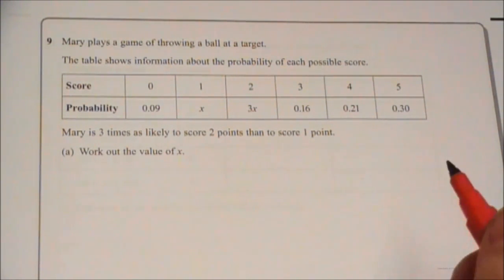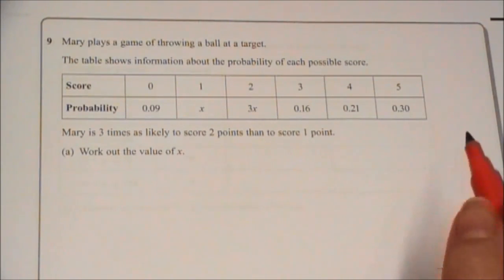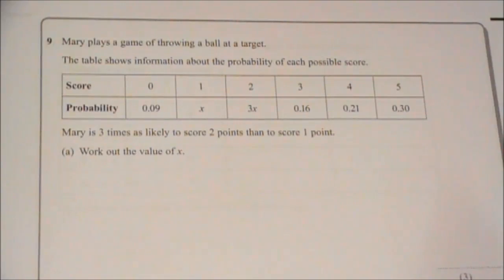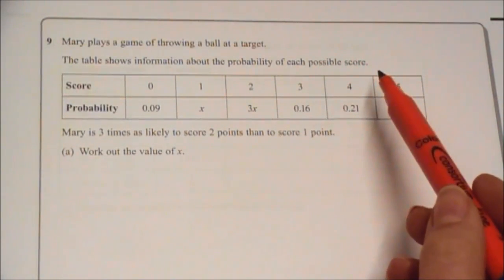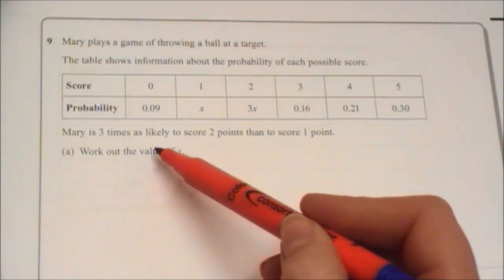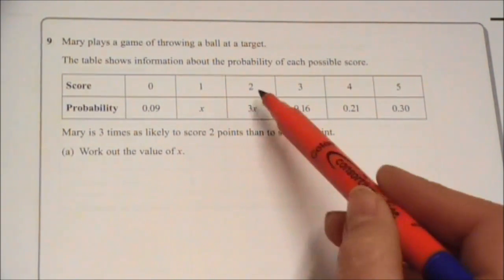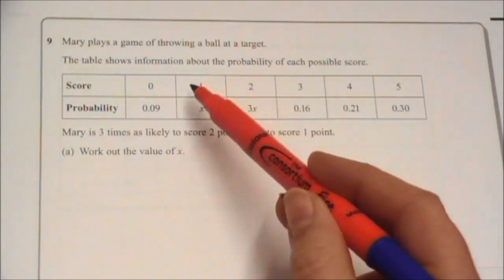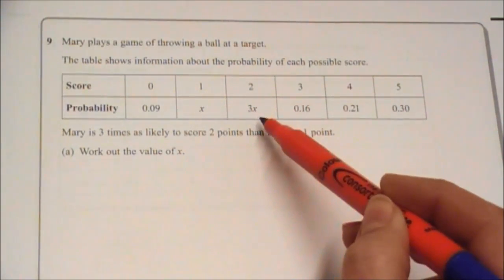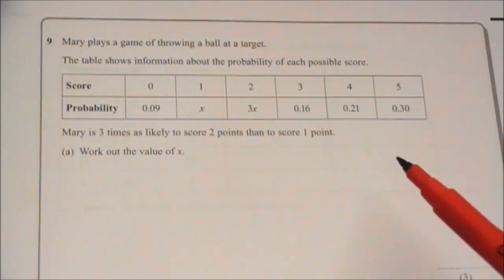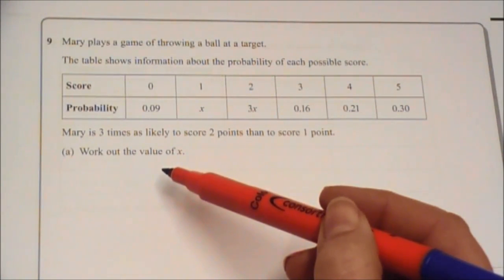So question 9, Mary plays a game of throwing a ball at a target. Sounds like quite an exciting game. The table shows information about the probability of each possible score. Mary is 3 times as likely to score 2 points than to score 1 point. And you can see that whatever the probability of her getting 1 point is, it's been multiplied by 3 to find the probability of her getting 2 points. They want us to find the value of X.